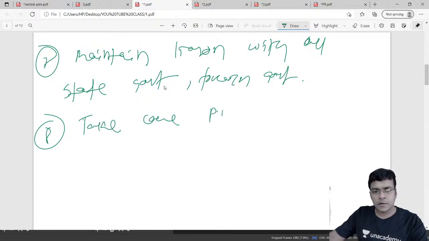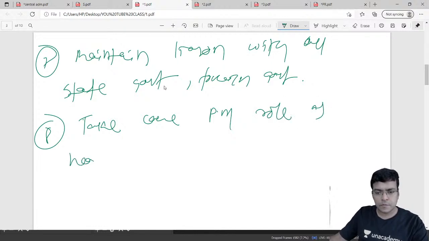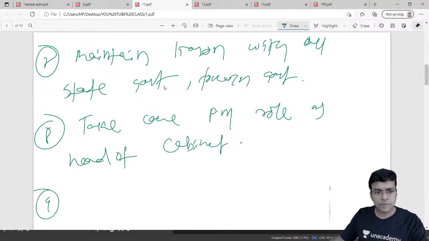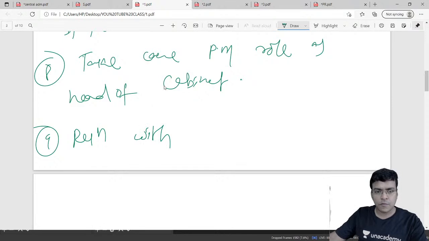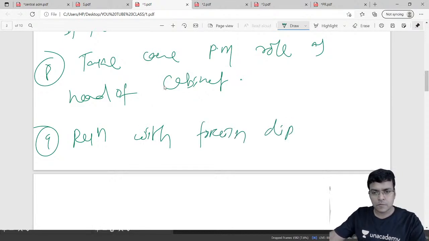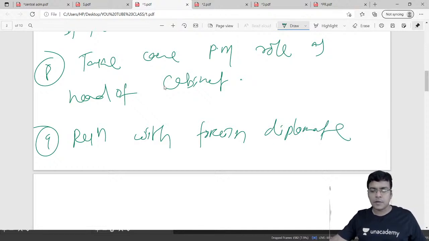Take care of the PM's role as head of the Union Cabinet. Relation with foreign diplomats.